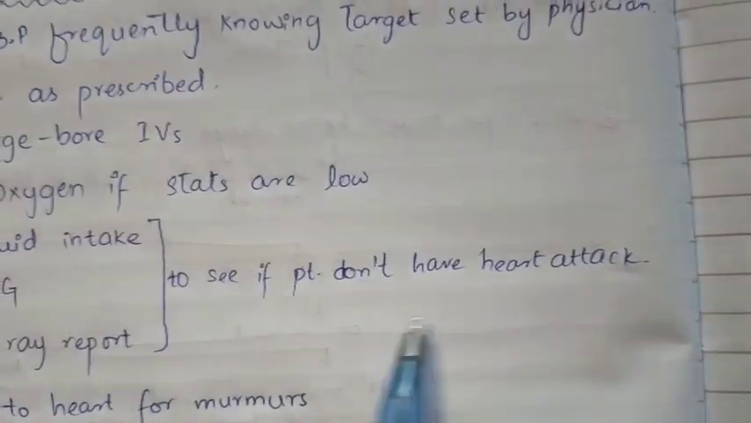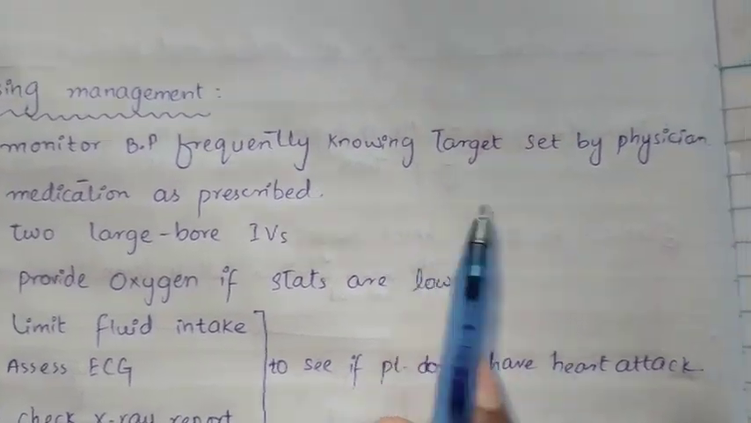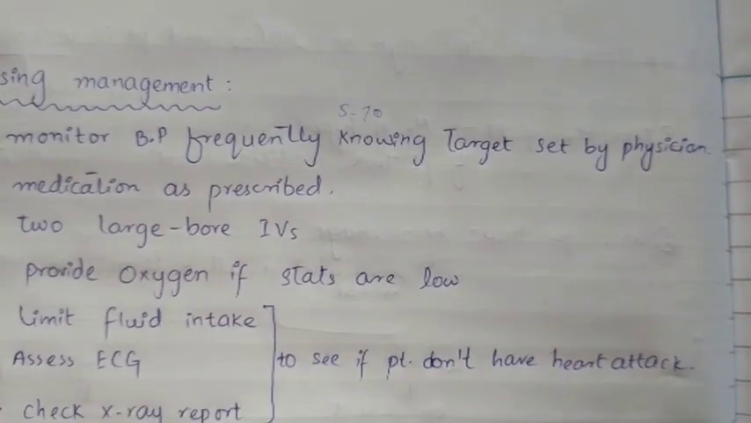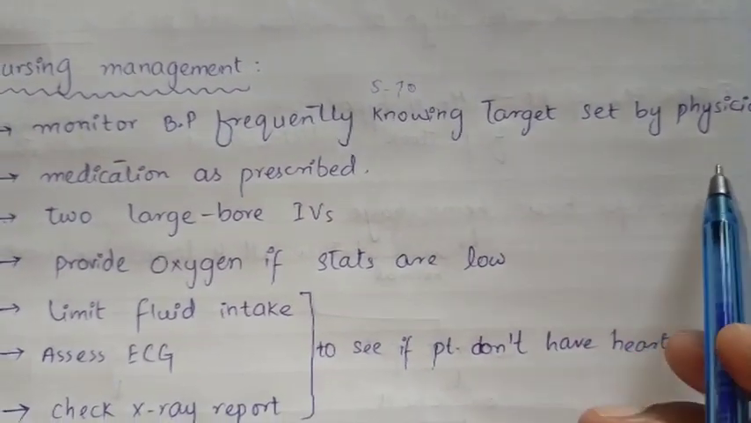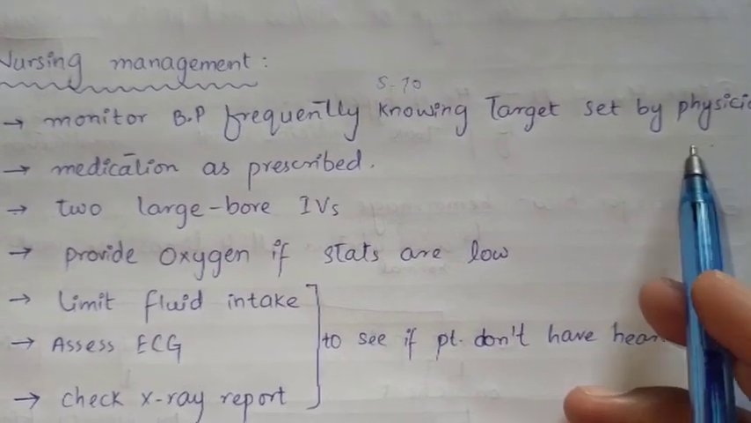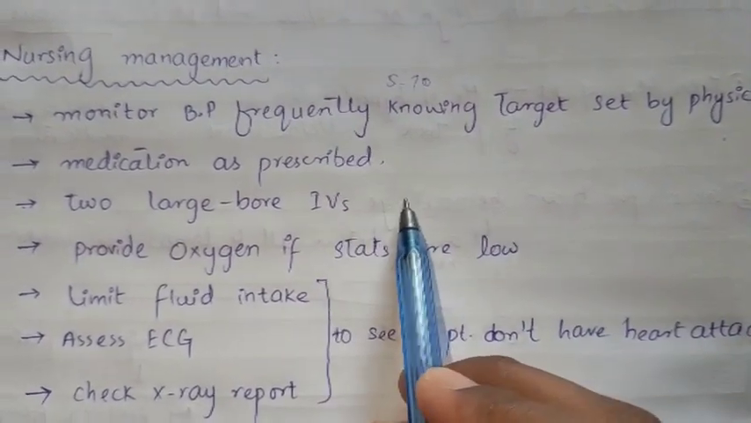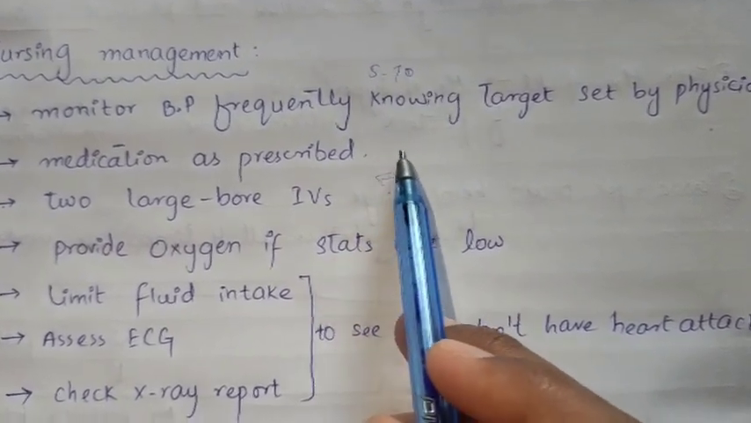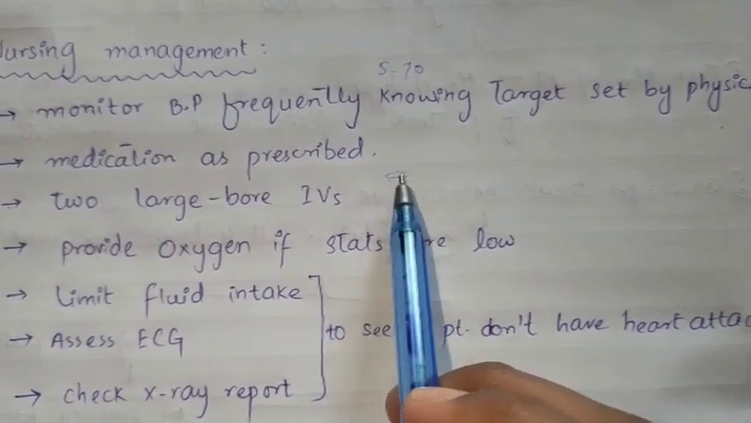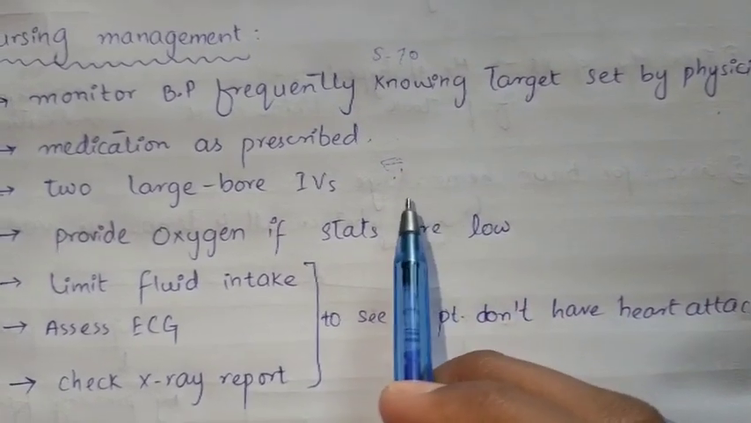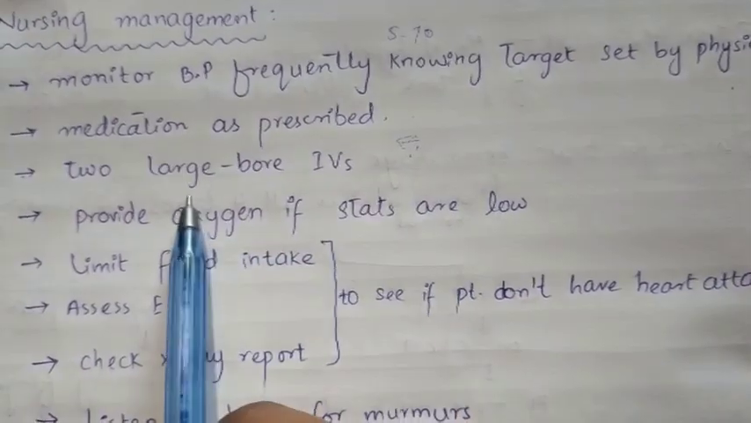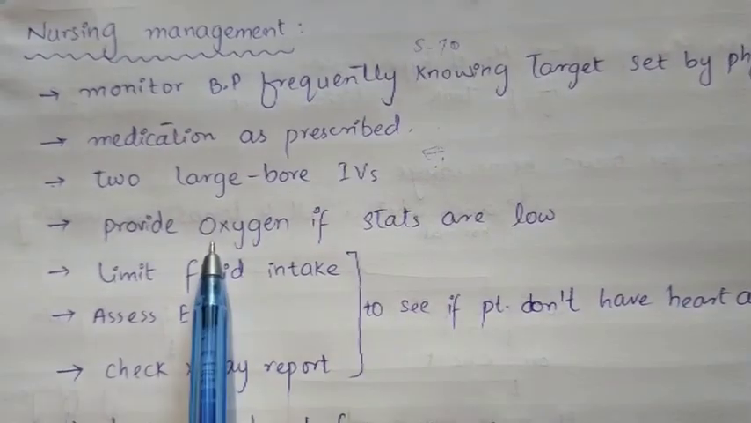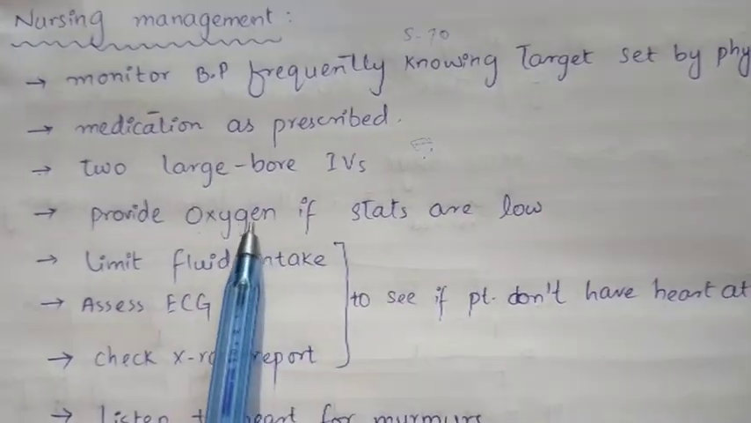The nursing intervention is to monitor BP frequently, every 5 to 10 minutes, to see whether BP has come to its normal values as the physician said or not. The other thing is medication. If the doctor is available, as a nurse you can give medication as prescribed by the doctor, but if the doctor is not available, you cannot give medication to the patient. The other thing is to use 2 large IV cannulas, and you have to cannulate the patient.